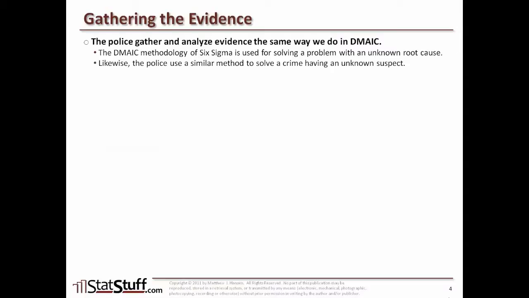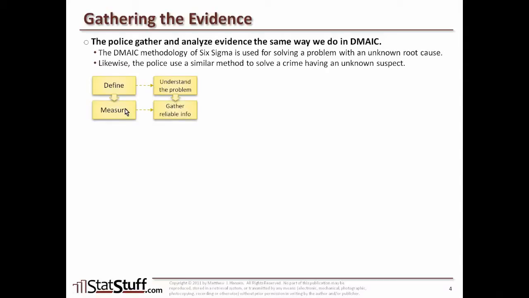In the same way, the police are using similar methods to solve their crime when they don't know who the suspect is. So they have to be very careful in how they collect that data. Well, in the same way, we follow through those 5 basic steps of the DMAIC methodology and how we adapt that to problem solving. It starts off with a define phase. Again, that's where we're trying to understand the problem.